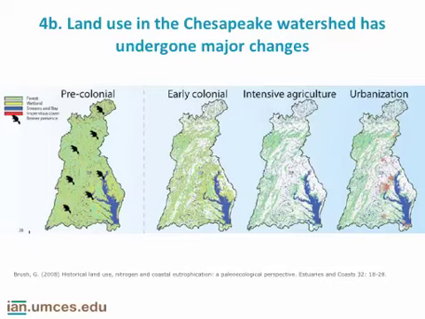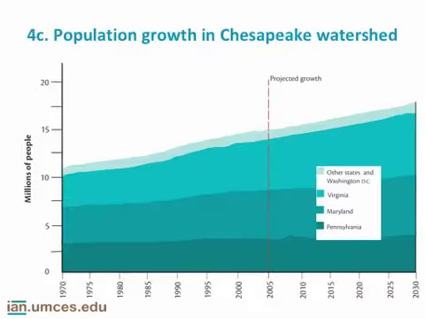But in the intensive ag phase, the watershed for tobacco and other crops was deforested. We've actually reforested some of those intensive ag areas, but of course increased the urbanization footprint. So these changes are historic, have been massive, and are continuing. The population growth in the Chesapeake watershed is pronounced.